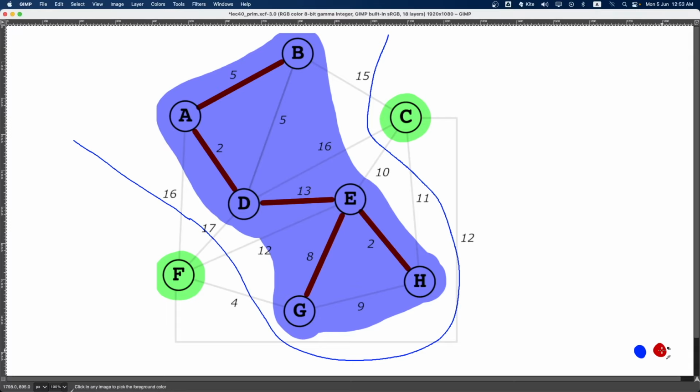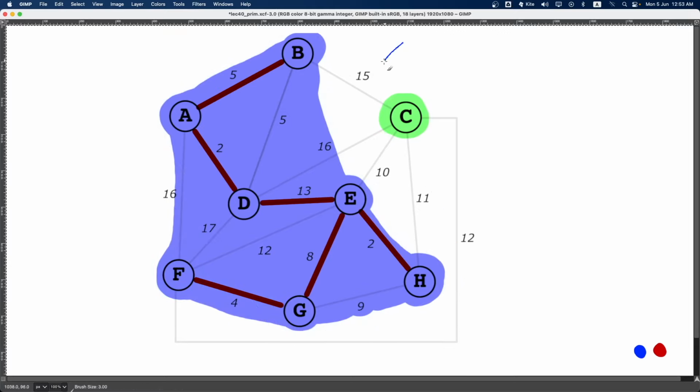In the right partition, only vertices C and F are left. Note here that the green partition may look like two separate pieces, but it's actually a single set containing two items, C and F. The minimum weight edge going from the green partition to the blue partition is FG with the weight of 4. So we mark this edge and include F in the blue partition.